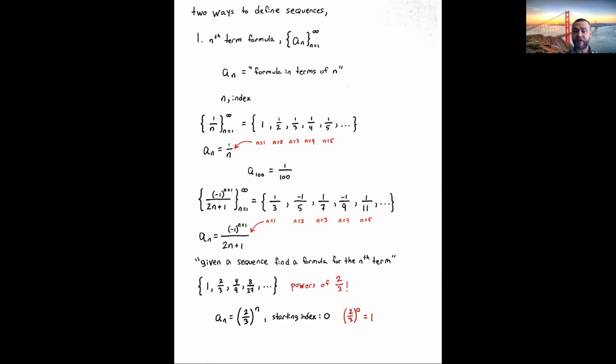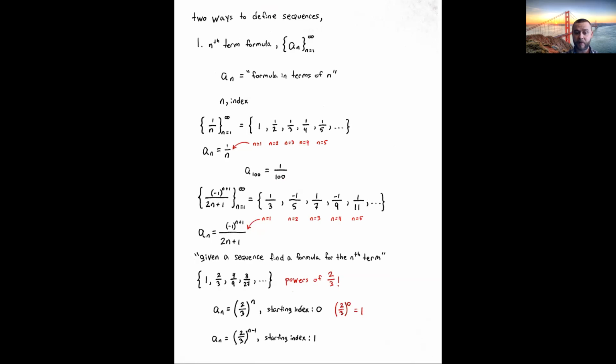There's going to be places later in the course where it might be preferable to start the index with the value 1, in which case we have to use our formula here, (2/3) to the n minus 1 power. Now when you plug your starting index in, n is 1, in that exponent you get 1 minus 1, which is 0. (2/3) to the 0 is still 1. So there's two equivalent ways to find that formula.